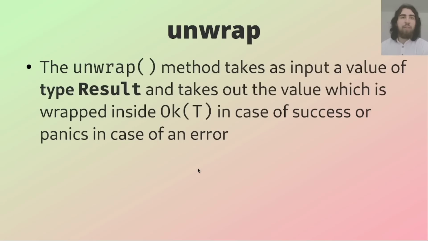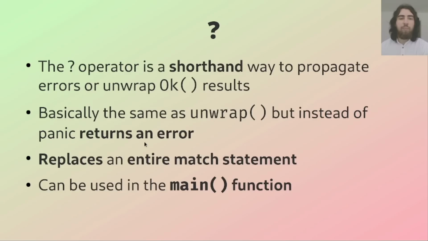Unwrap. The unwrap method takes as input a value of type result and takes out the value which is wrapped inside OK in case of success, or panics in case of an error. In case it returns an OK variant, we just take the value that is wrapped inside. Otherwise, the program will panic. So you should use unwrap only if you're 100% sure that the return variant will be OK. Otherwise, you should use match.